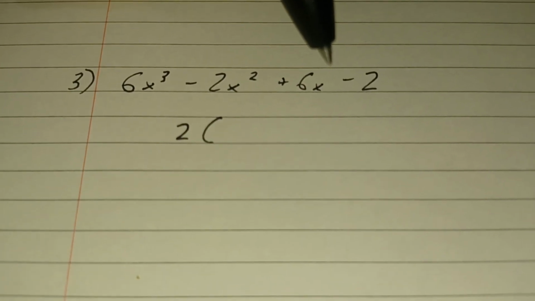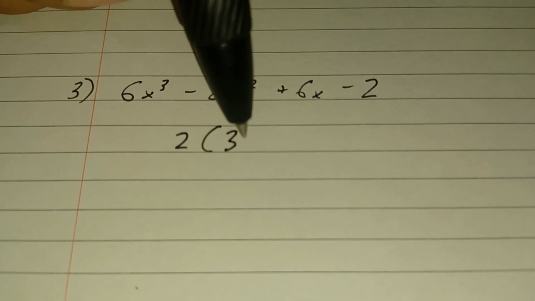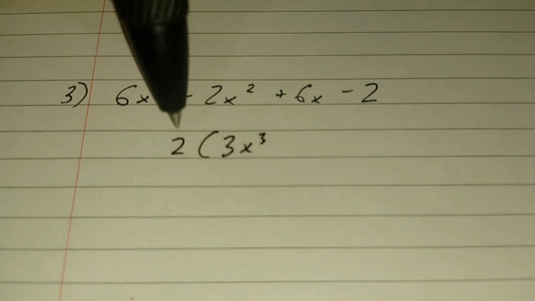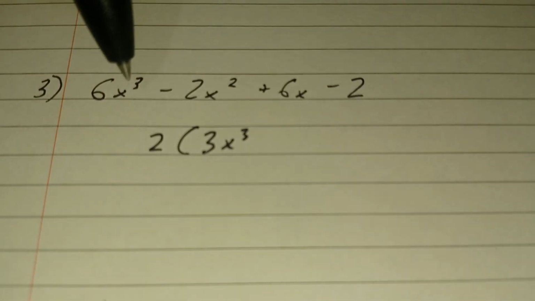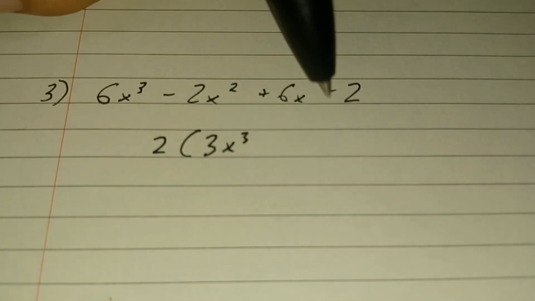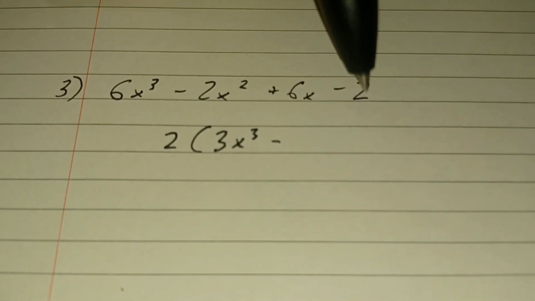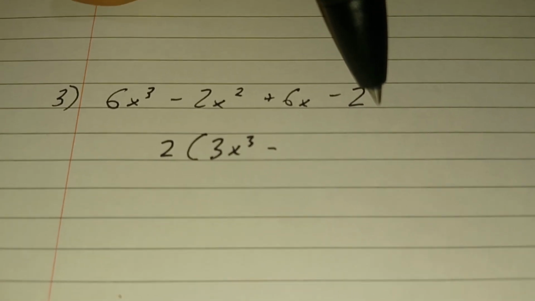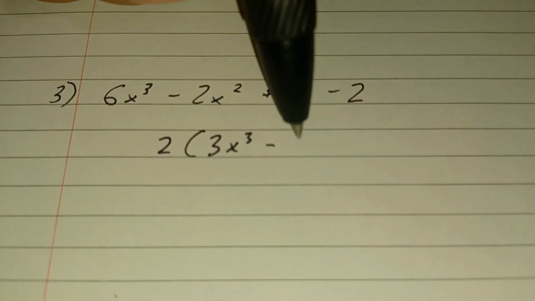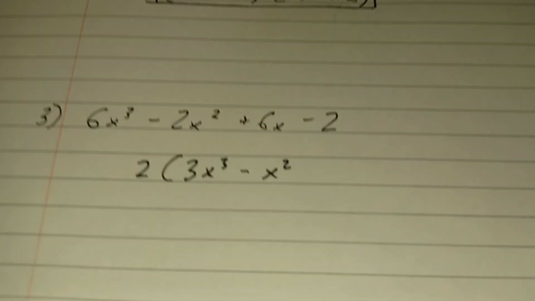When we factor out a 2 from 6x cubed, we get a 3x cubed. Because again, with the distributive property, 2 times 3x cubed is going to give us 6x cubed, right? And now, when we take out a 2 from minus 2x squared, we're just going to get an x squared.